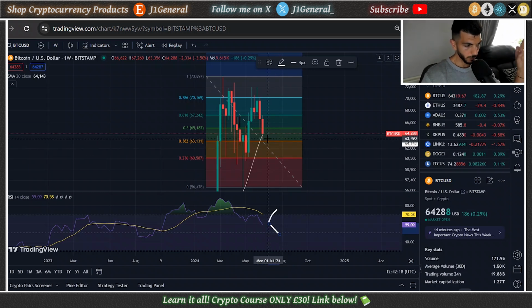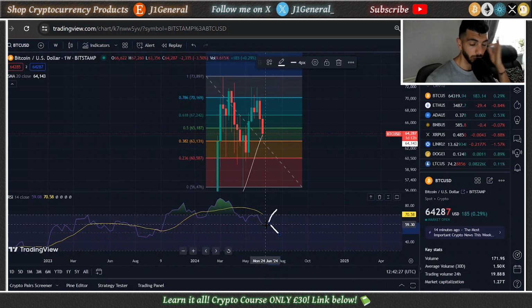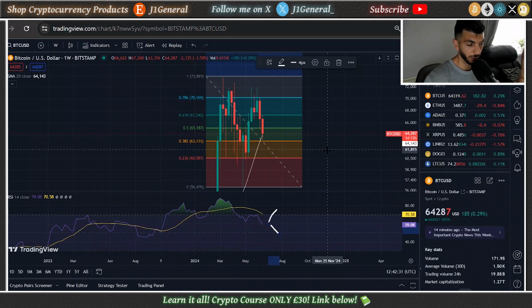So Bitcoin price is holding support at the 20-week moving average. It is also holding support at the 382 Fibonacci level. The RSI is in this medium range. We have more room to go up or more room to go down. And there is a big cluster of liquidations at 63k and 72k.